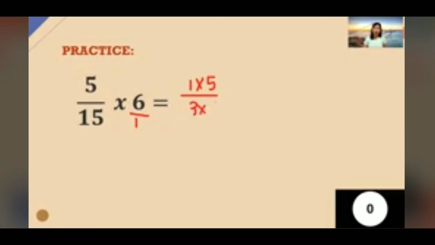3 and 5. And then for 6, we have 2 and 3. And then our 1 can be simply 1 or 1 times 1. So in this case, we may just simply put 1. So we will just get the same answer, whichever it is. So, merong 1, let us cancel it. Is there any 5? Yes. How about 2? None. Is there any 3? Yes. Is there any number left?